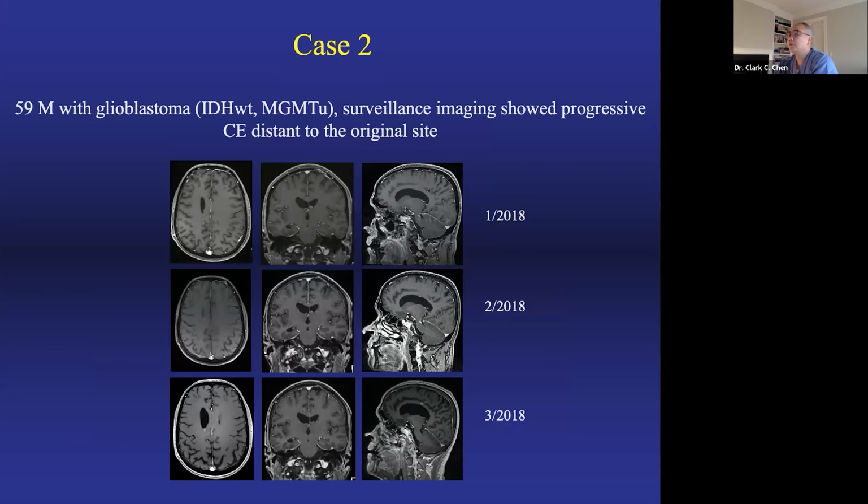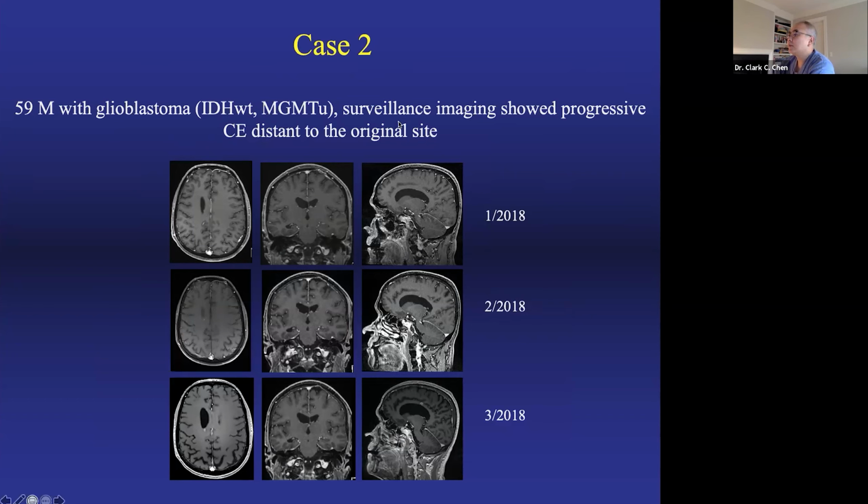Here's another case where we're dealing with extremely small lesions. This is a 59-year-old gentleman with the diagnosis of glioblastoma. The tumor is IDH wild type and MGMT promoter unmethylated, so this is a very unfavorable glioblastoma. The patient's tumor was initially in the left temporal lobe. That was ablated with a laser ablation because it was deep-seated.